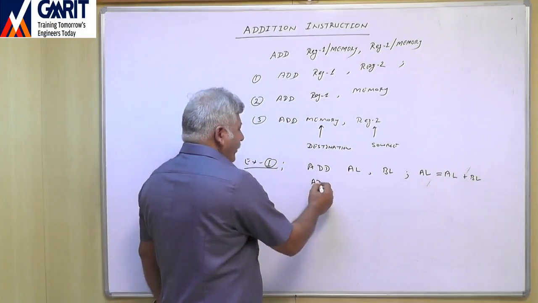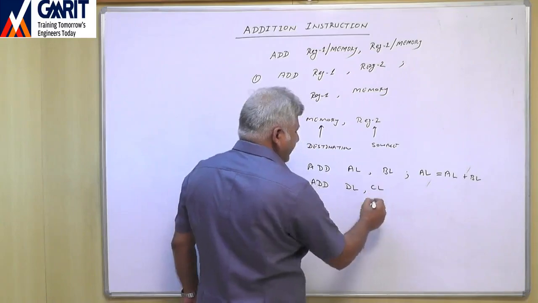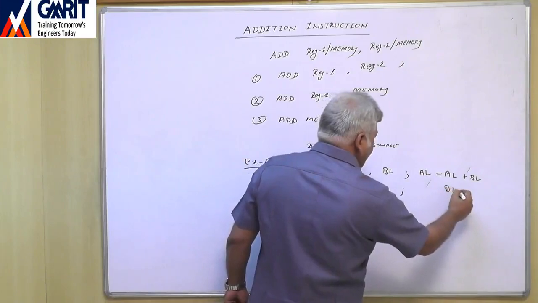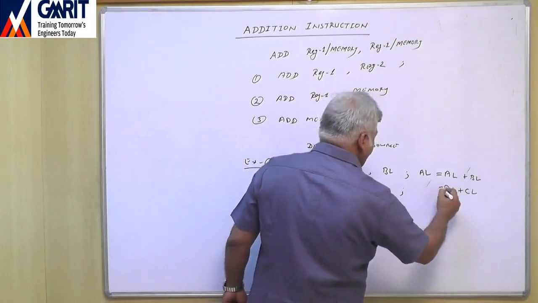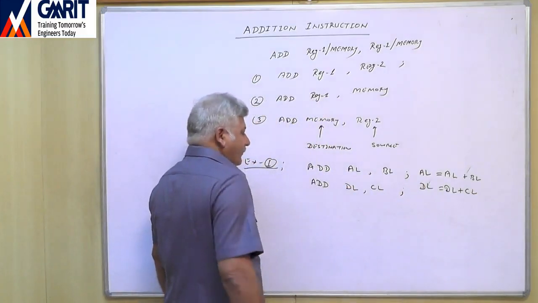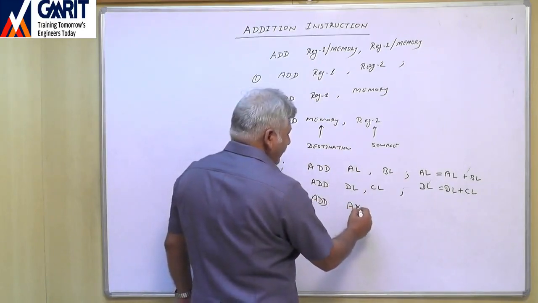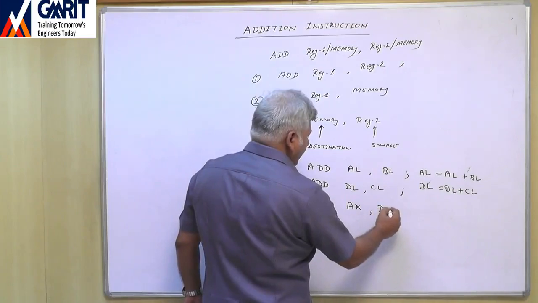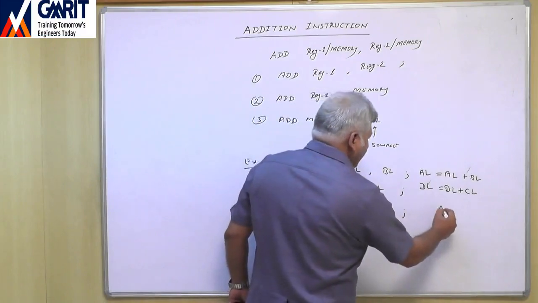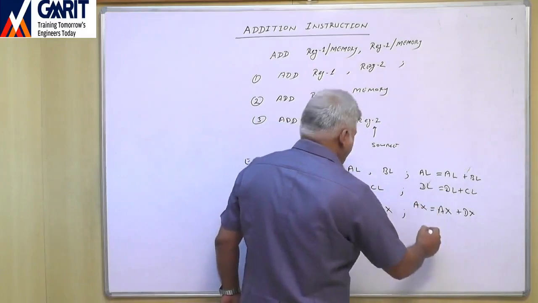Another example, ADD DL, comma, CL. This instruction will add the value of DL with CL and finally the result will be stored in DL. So the result is always stored in the destination. Another example of 16-bit registers, ADD AX, comma DX. Here both the registers are 16-bit. So the value of AX will be added with the value of DX, and finally the result will be stored in AX.